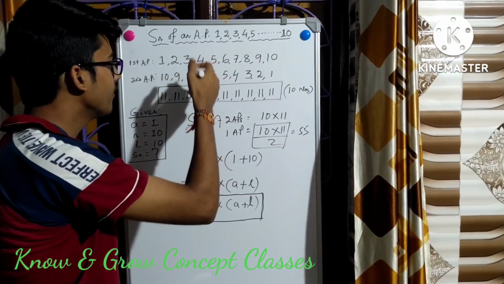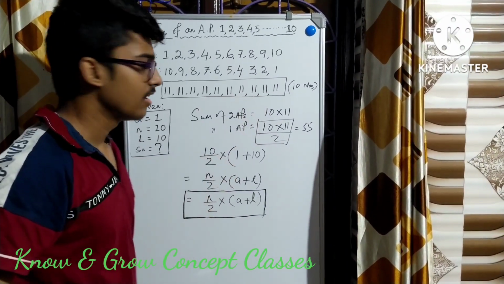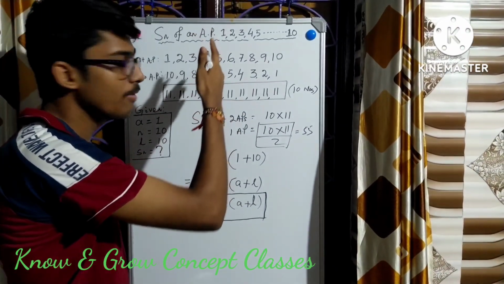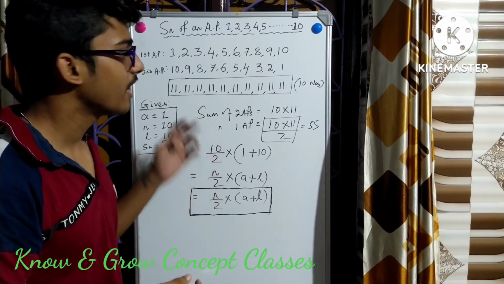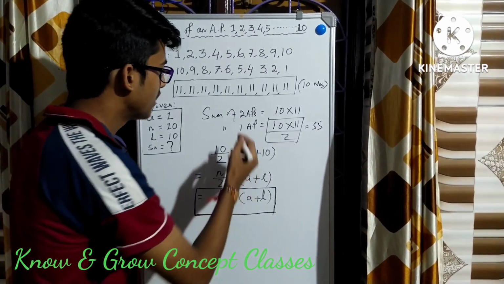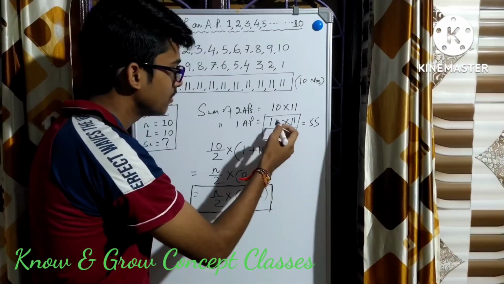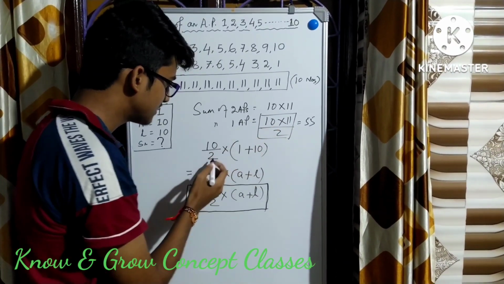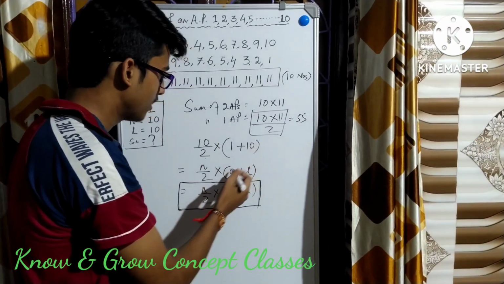So if we add these two APs, we shall get 10 number of 11s. So the sum of the two APs is 10 into 11. So what is the sum of the first AP? The sum of the first AP is 10 into 11 by 2, that is 55. So we can write this as 10 by 2 into 1 plus 10.